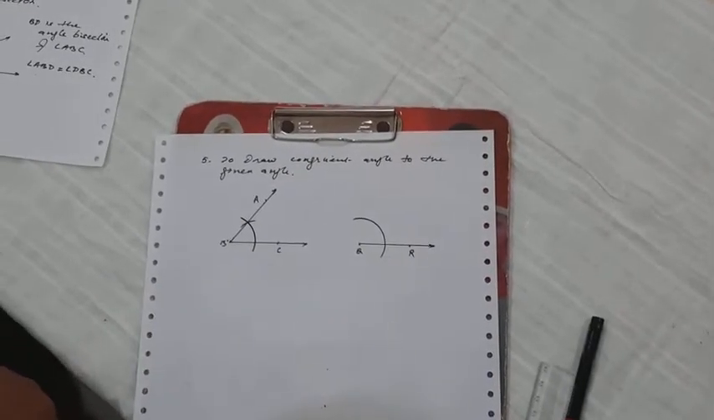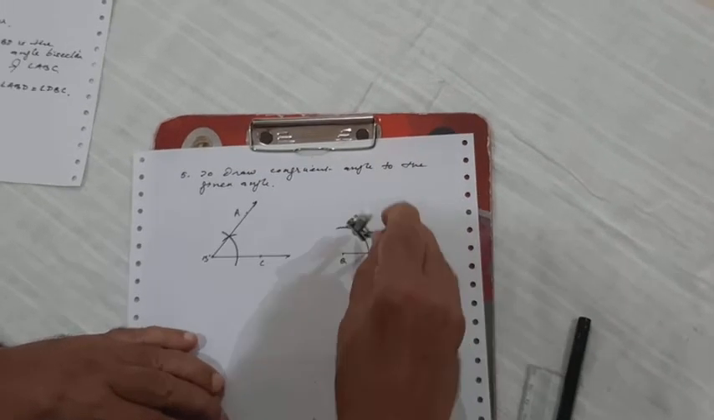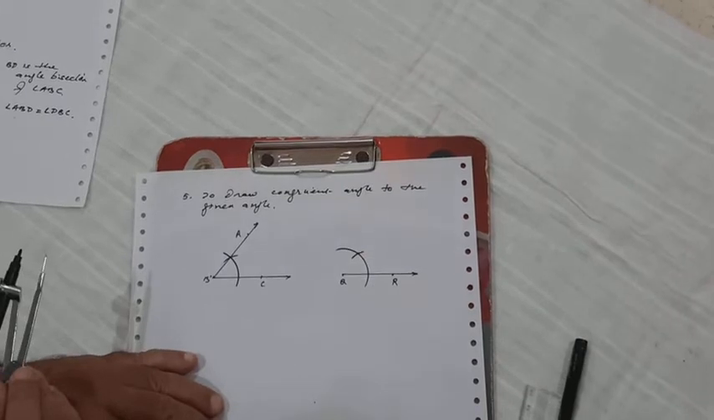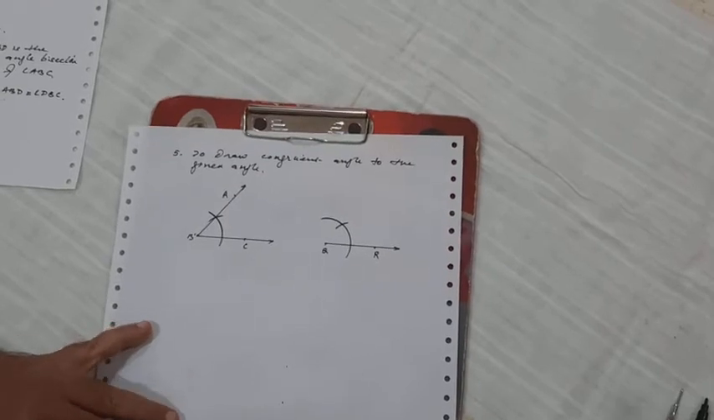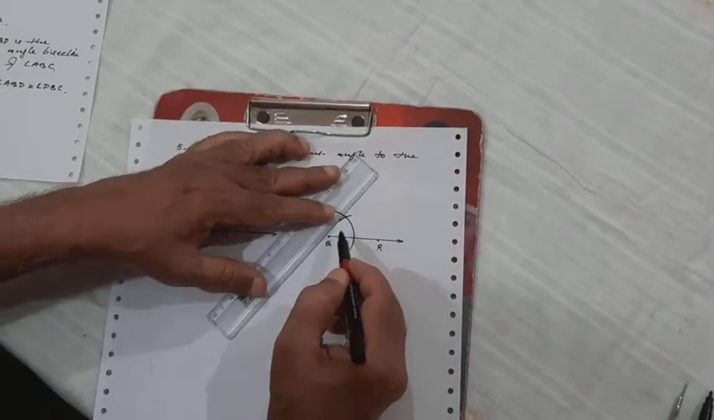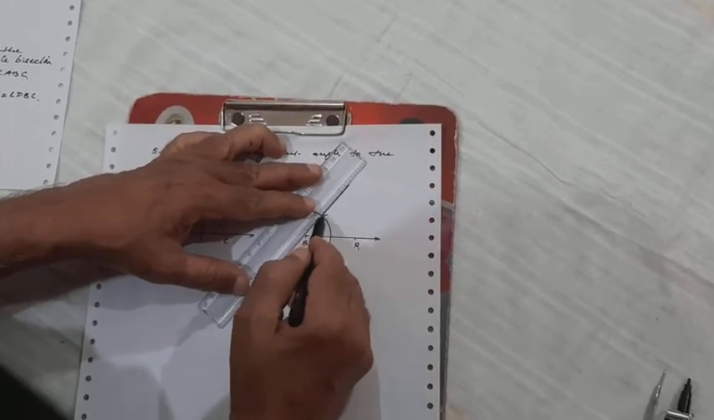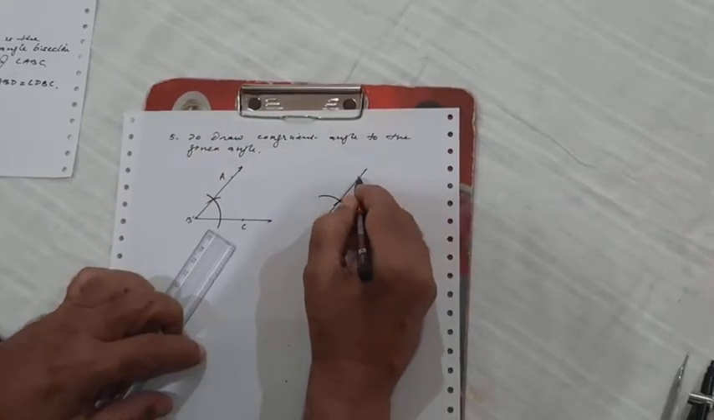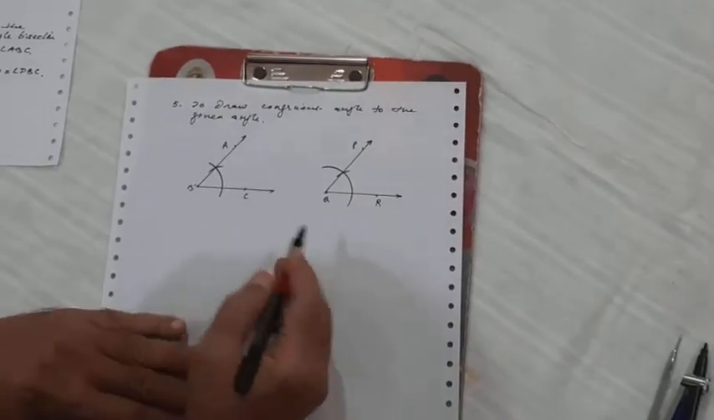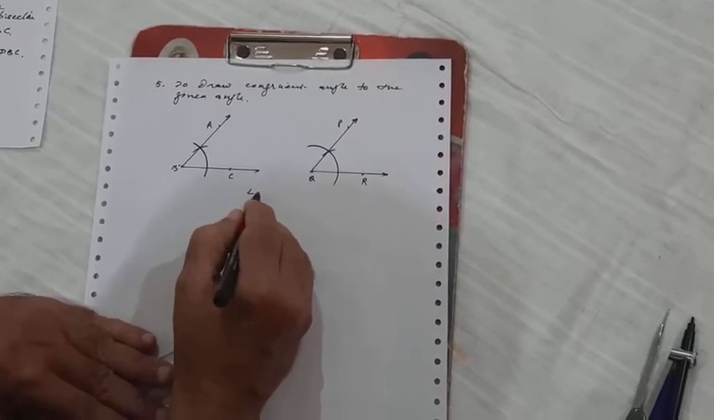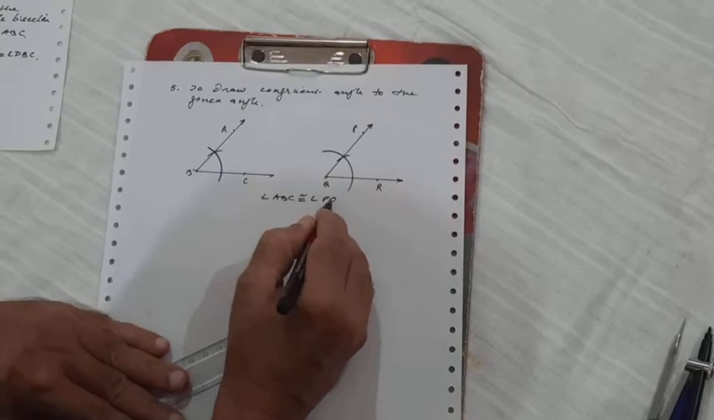See it. So repeat this on the ray QR. So you will get one point like this. Cut the same distance, don't change the distance. Now you join this point, the point of intersection of the two arcs, with Q, and this will be your angle. We'll name it as angle PQR. You can measure it exactly with a protractor. Angle ABC is congruent to angle PQR.